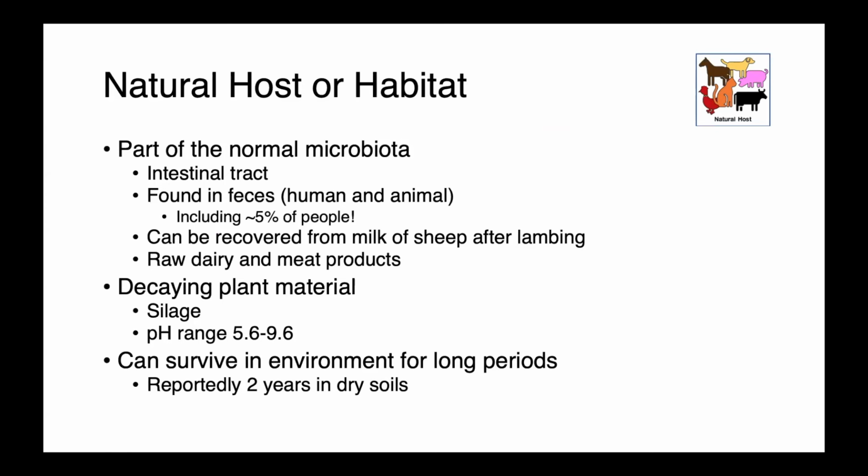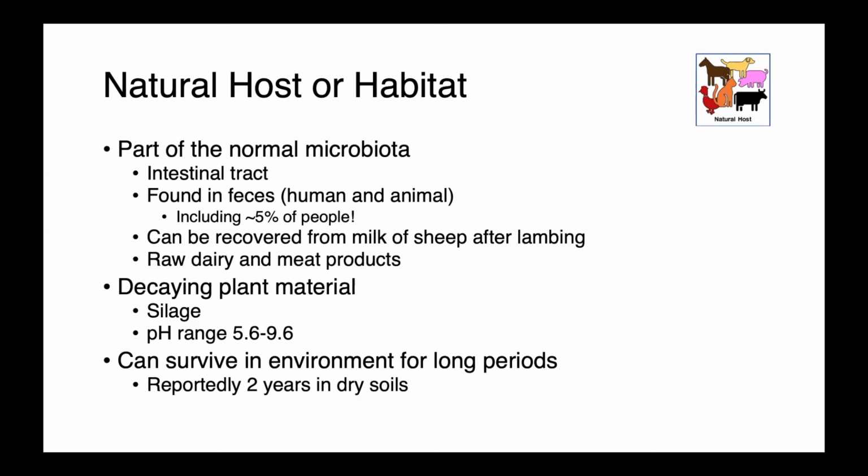This organism is part of the normal microbiota, so it's found in the intestinal tract and is actually very common in feces, both of people and animals. Actually, up to about 5% of people have it living in our own feces. After birth, it can be recovered in milk, so it's been found in the milk of sheep after lambing, and people are most frequently exposed on consuming raw dairy and meat products.